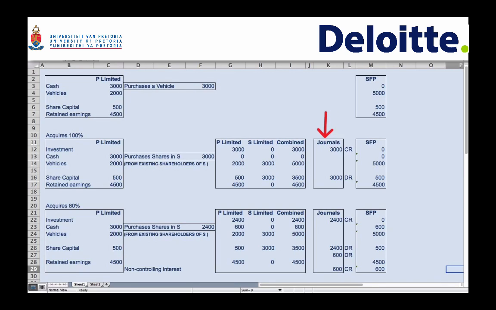The consolidation journal entry is now posted against the combined totals of the accounting records of P and S Limited. This now results in a consolidated statement of financial position. It is now very interesting to compare the statement of financial position, where the asset was purchased directly, with the consolidated statement of financial position, where the asset was purchased indirectly through acquiring control of S Limited through the acquisition of S Limited shares.